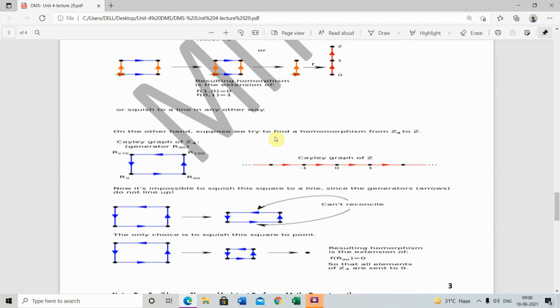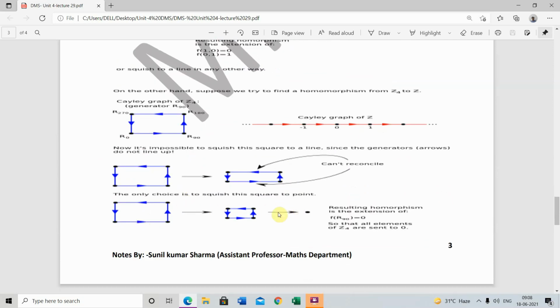On the other hand, suppose we try to find a homomorphism from Z4 to Z. Cayley graph of Z4, generator R90 this way, R180, R270, R0. Cayley graph of Z this way, a line. Now it's impossible to squeeze that square to a line since the generator arrows do not line up this way.